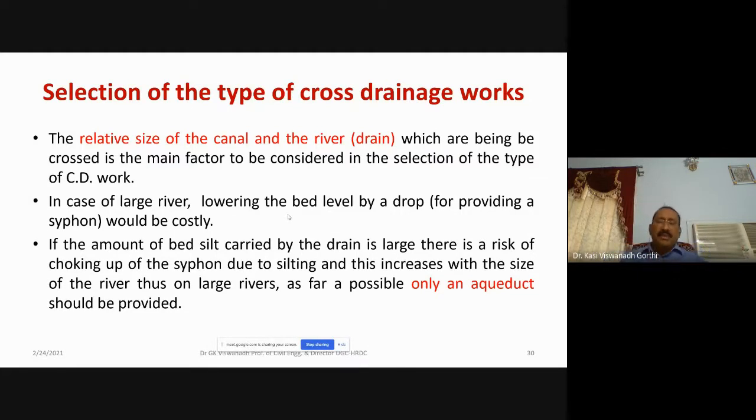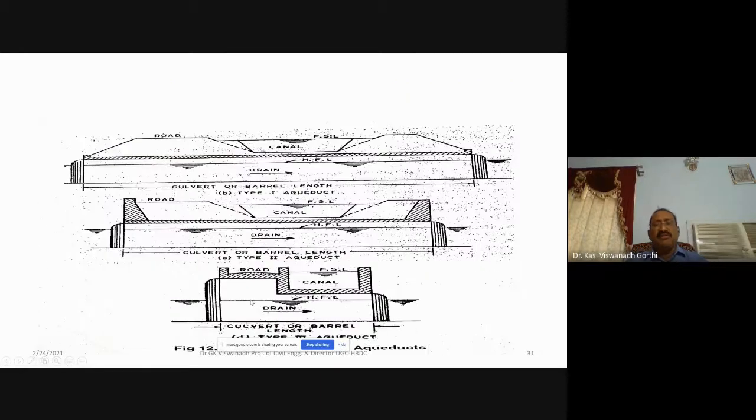We need to provide the aqueduct on the large rivers, because if you are providing a siphon, there is a very real possibility that there would be choking because of the continuous siltation which is coming up beneath the drain. Because of this continuous siltation, the cross-sectional area available for flow would be reduced. Finally, the discharge becomes less and the upstream water level rises, leading to failure of the structures. So only aqueduct should be provided where you have large rivers. As far as possible, try to provide aqueducts only.